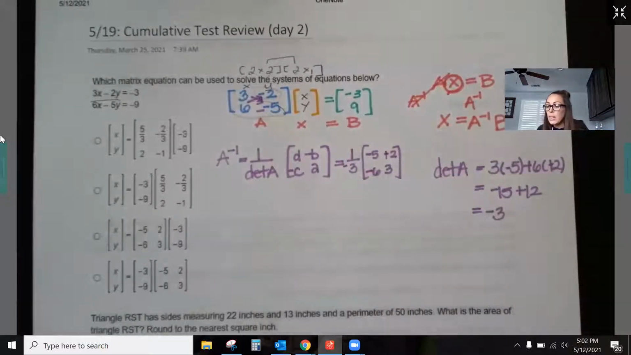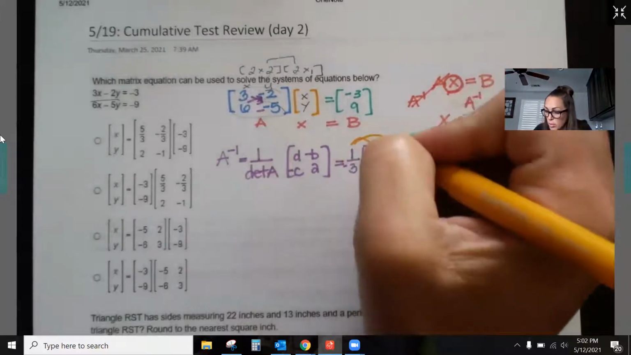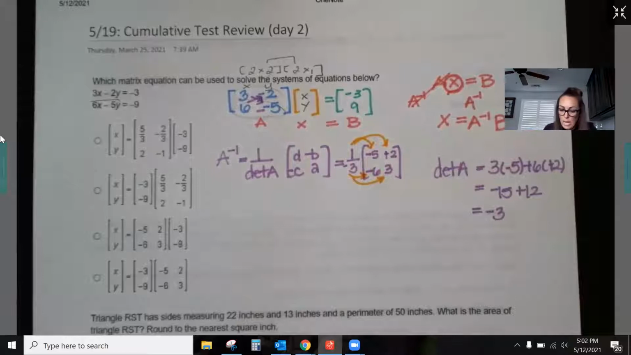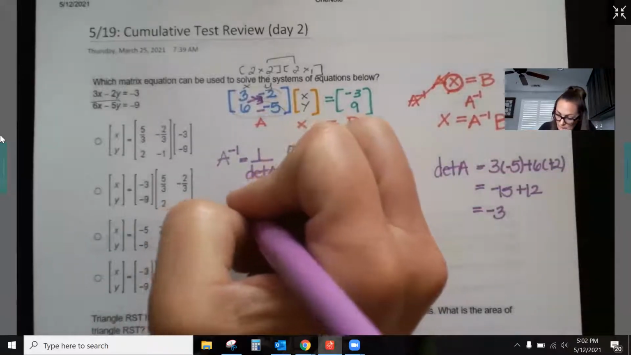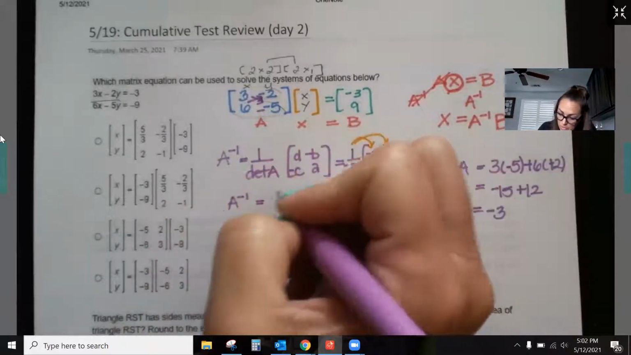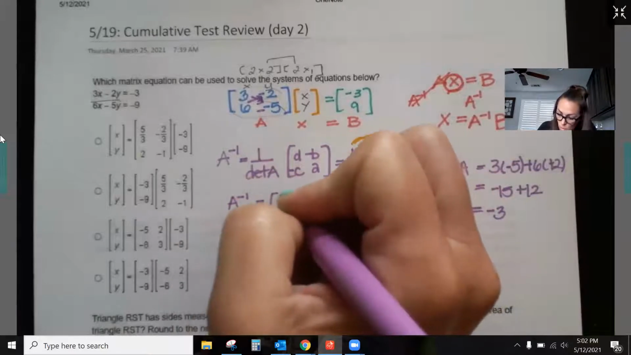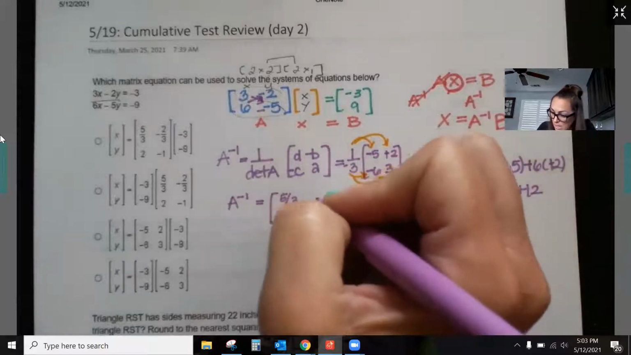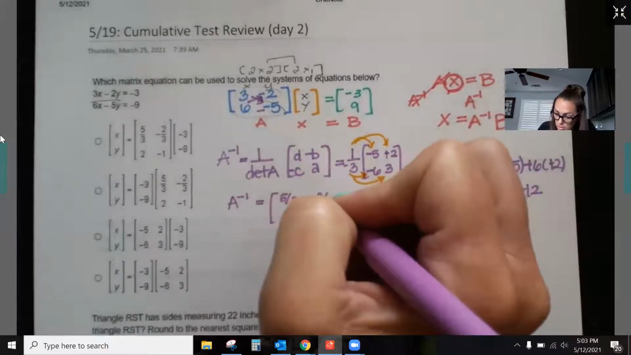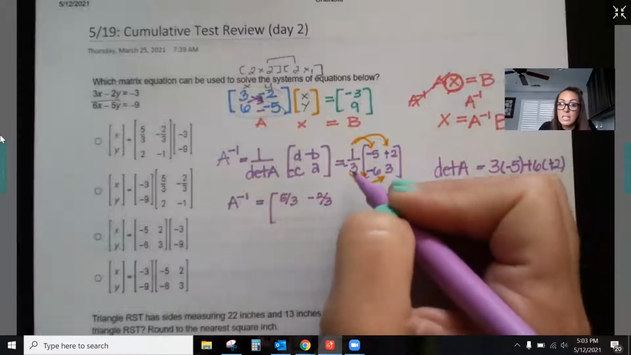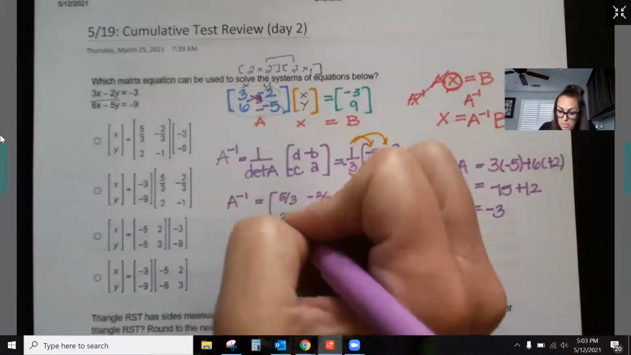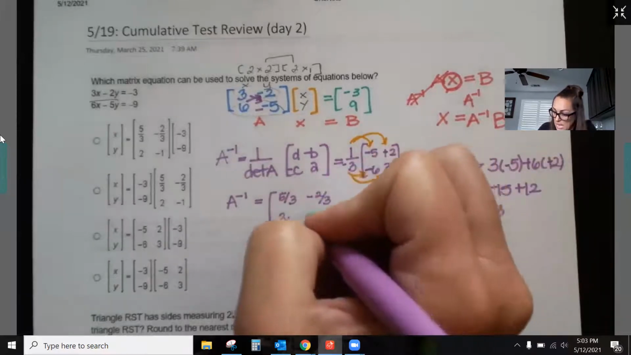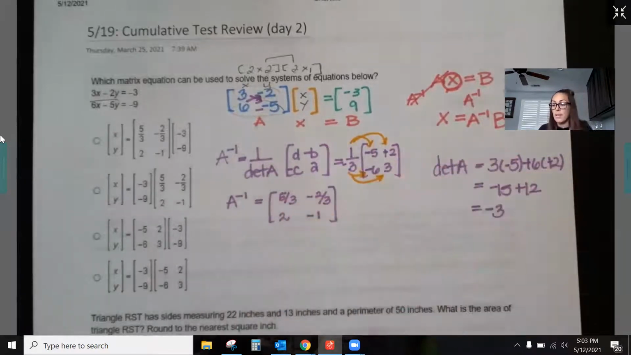Now remember, this -1/3 goes to each and every piece. So I could distribute that through. So I end up with A inverse is equal to 5/3, -2/3. -6 divided by -3 is +2. 3 divided by -3 is going to be a -1.